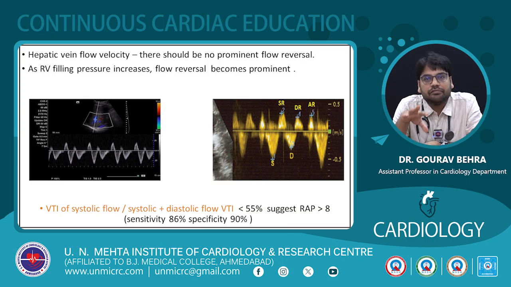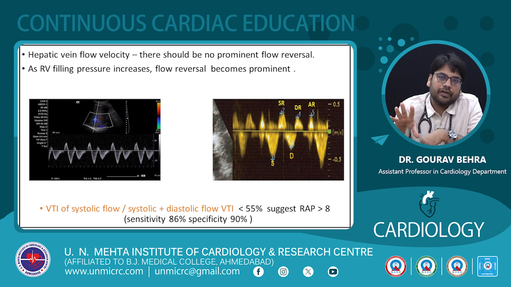If there is RV dysfunction, you can appreciate these parameters, and these are the signals that the RV is failing or increased RA pressure is there. This signifies that the VTI of systolic flow divided by the systolic plus diastolic flow.